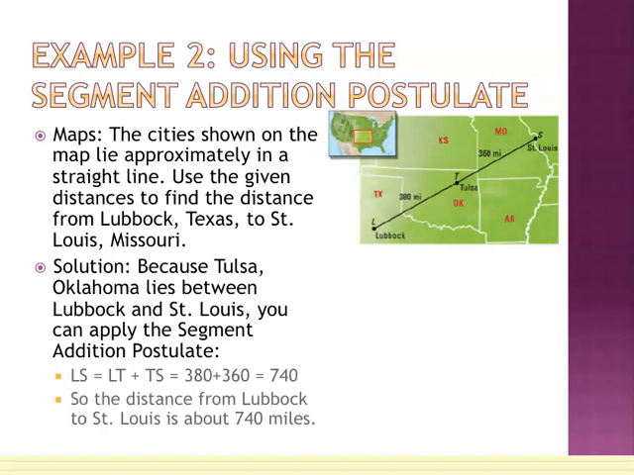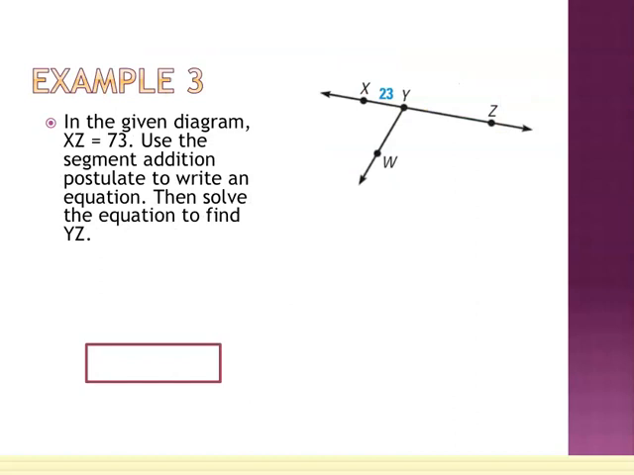All right, take a look at example 3. In the given diagram, XZ is equal to 73. Use the segment addition postulate to write an equation, then solve the equation to find YZ. Okay, so because we're told what XZ is, and we're trying to solve for YZ, we want to make sure to incorporate both of those in our equation. So we actually don't need to deal with this W here. So let's just focus on the line that has X, Y, and Z.